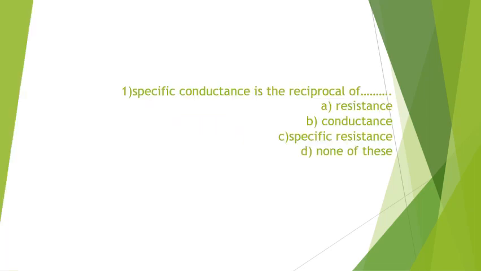MCQ number 1. Specific conductance is the reciprocal of: option A, resistance; option B, conductance; option C, specific resistance; option D, none of these. And the correct option is option C, specific resistance.